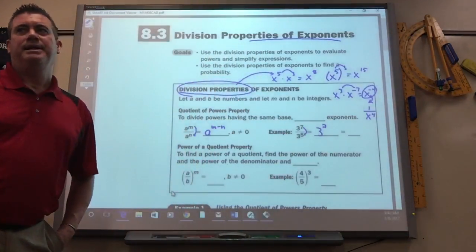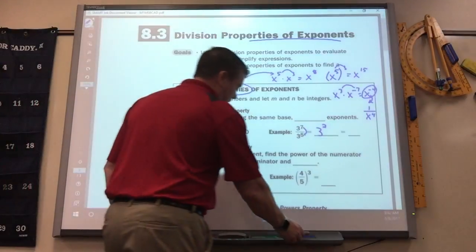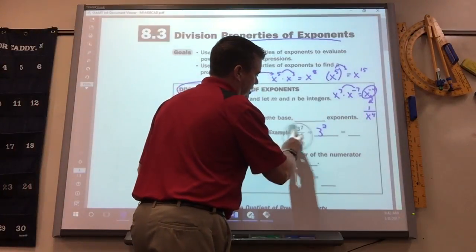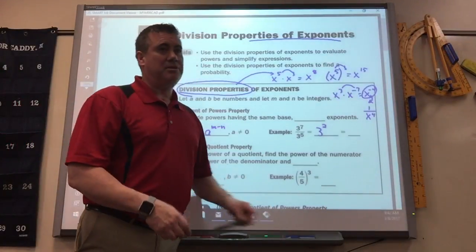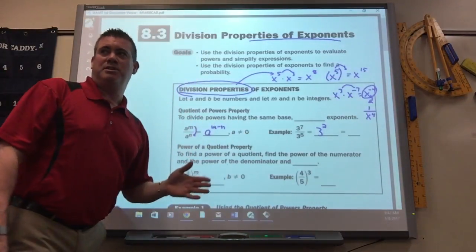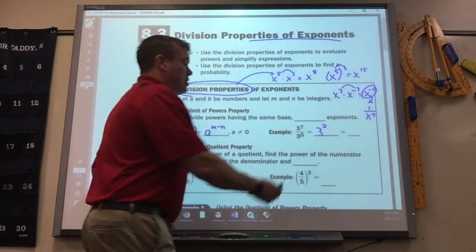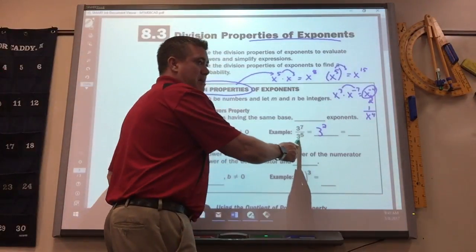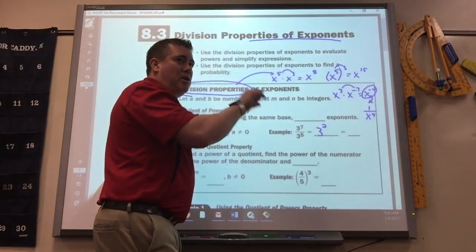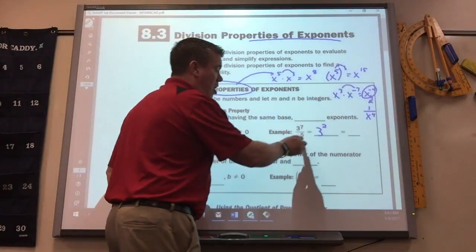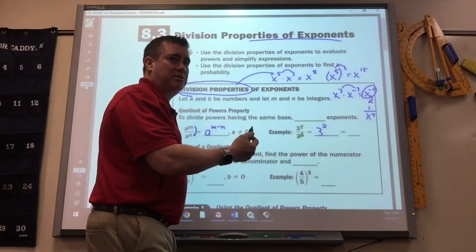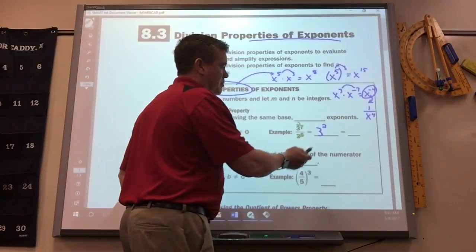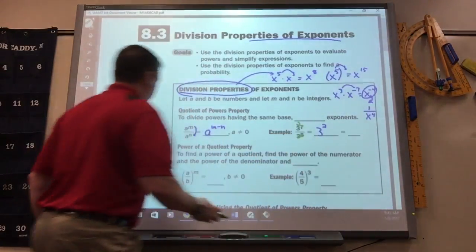Okay? Now, an easier way to think of this probably is by canceling. If you think of it this way, it's going to make the tougher problems easier to do. There's 5 3's on the bottom, there's 7 3's on the top, all multiplied together. All 5 of these would cancel with 5 on top, leaving you with 2 on top. So that's why it's 3 squared.